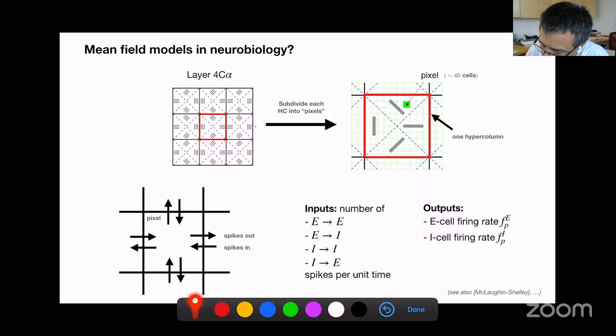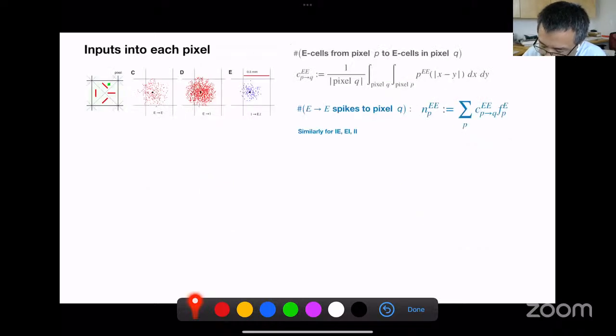So how do we model these? Let me explain. The philosophy here is that everything we see in a network model I replace by averages. The way we model the inputs, we just count up on average how many cells are giving me inputs. I look at the cells in my pixel, and I count on average how many cells are giving me inputs. For example, if I'm interested in the number of E cells connecting to E cells within the pixel, I can calculate it this way.